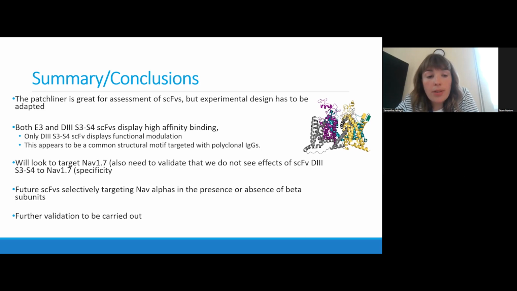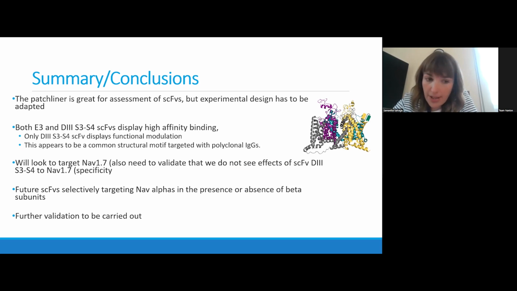So we're also going to look at this, as there's a unique peptide in the same region for NaV 1.7. It'd be nice to selectively target that. We will also then need to check that each single antibody doesn't target the opposing voltage-gated sodium channel. And in the future, we would also like to try and selectively target alpha subunits either in the presence or absence of beta subunits.